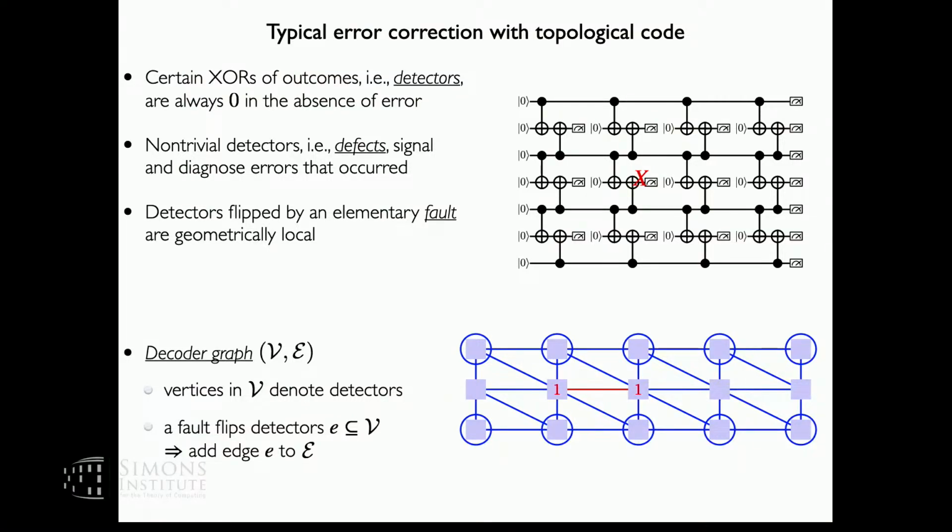So for example, this fault, like I said, will flip these two vertices. So we'll just assign an edge to the edge set, indicating it corresponds to this. And here, if there's an error, it will flip this one vertex only. So this is actually a unary edge, in the sense that the entire thing is a hypergraph, which makes sense. And another example here, if an X error happens, you'll flip this edge.